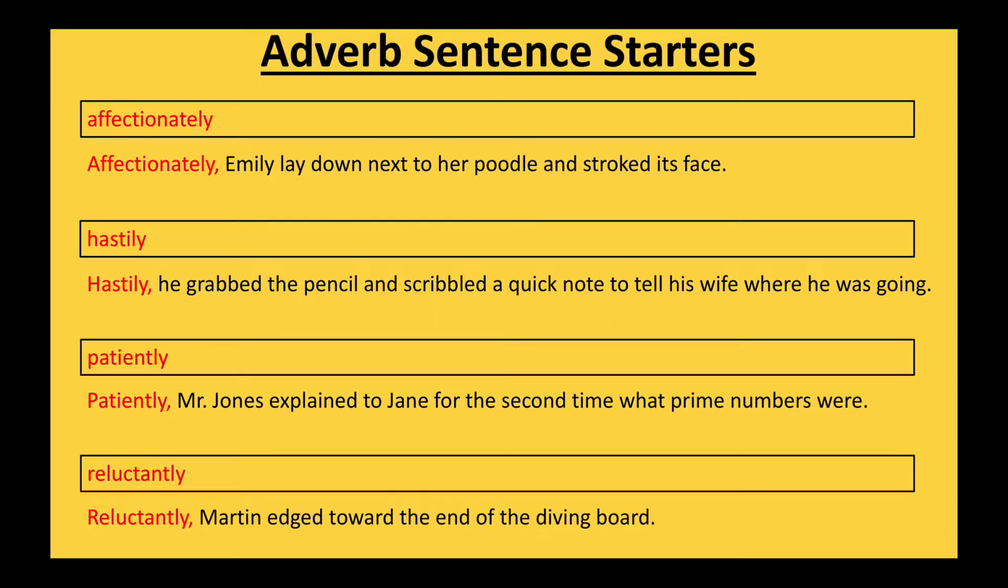And reluctantly, comma, Martin edged towards the end of the diving board. And that word also, edged, really adds something extra to this sentence too, doesn't it, that verb? So reluctantly shows he doesn't want to do it, but edged shows that he's doing it bit by bit, gradually, just creeping towards the diving board's edge because he's so worried and nervous. So there you go.